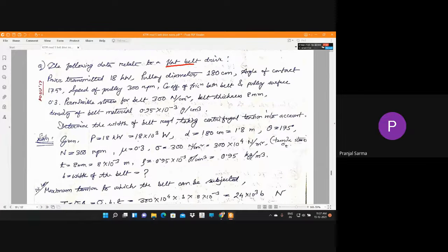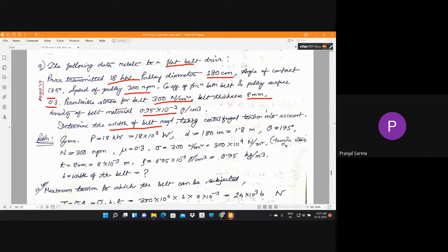Power transmitted is given as 18 kilowatt, diameter of the pulley 180 centimeter, angle of contact 175 degree, speed of the pulley 300 rpm, coefficient of friction between belt and pulley 0.3, permissible stress sigma t for belt is 300 newton per centimeter square, thickness of the belt 8 millimeter, and the density of the belt material is given as 0.95 into 10 to the minus 3 gram per centimeter cube. You need to find out the width of the belt required by considering centrifugal tension.